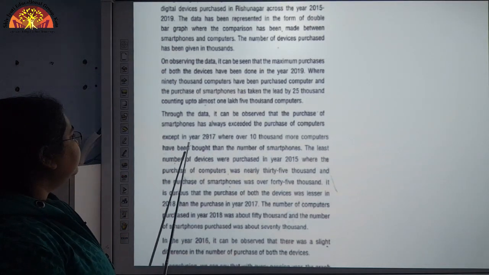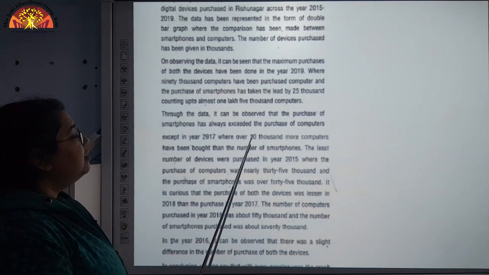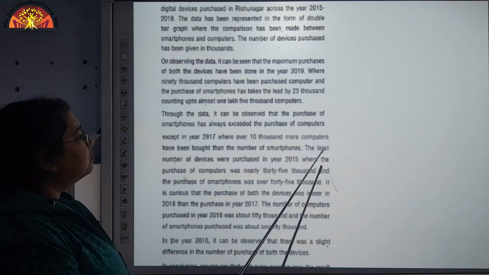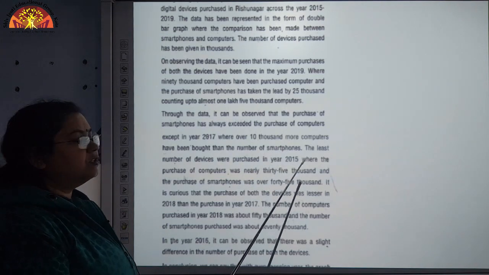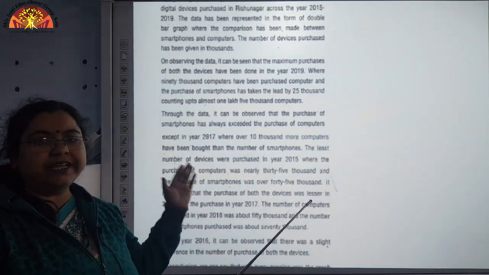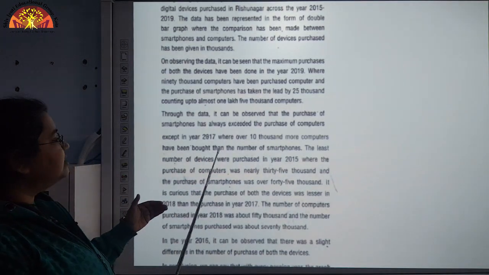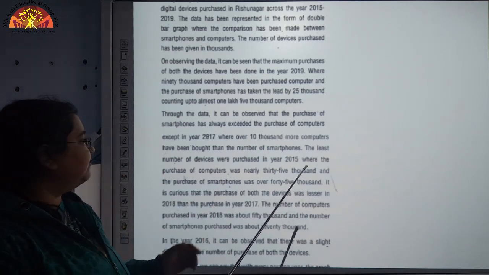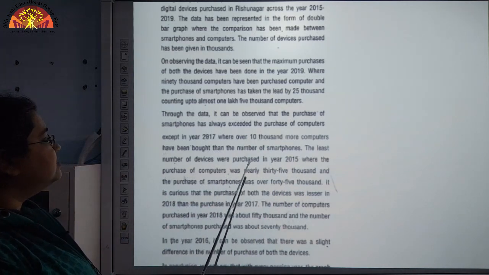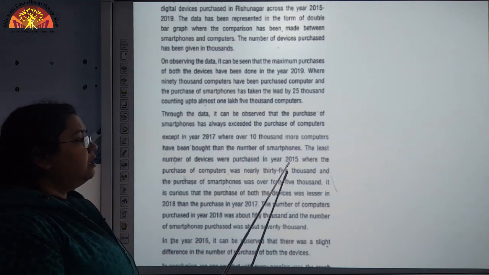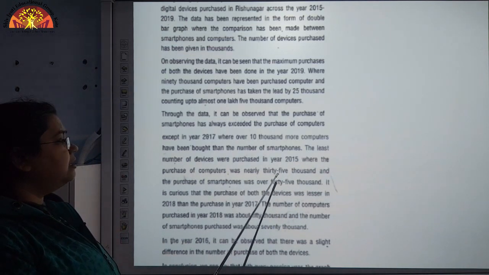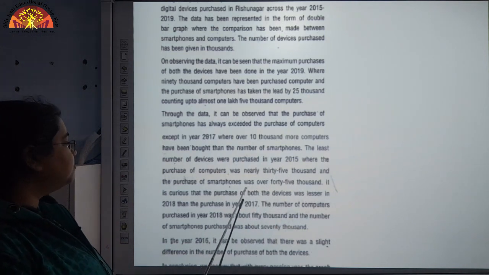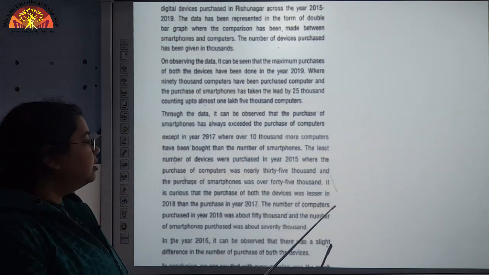Okay. Except in year 2017 where over 10,000 more computers have been bought than the number of smartphones. So, there was an exception in this trend, and that has been mentioned for year 2017. The least number of devices were purchased in year 2015, where the purchase of computers was nearly 35,000 and the purchase of smartphones was over 45,000.